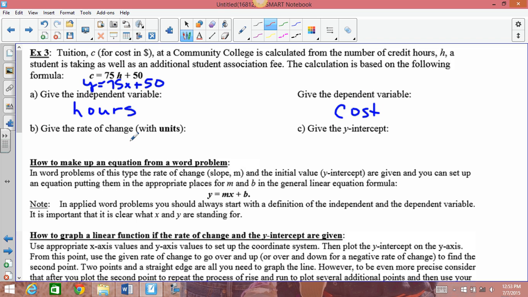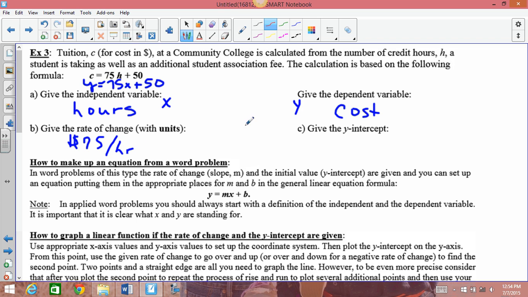Part B wants the rate of change. Rate of change is the number in front of your x. So in our case here, it's 75. I want to be sure, though, rate of change needs the units. So rate of change is the change in y over the change in x. So remember, this is your y, and this is your x. So my units then would be a cost per hour. So $75 per credit hour.